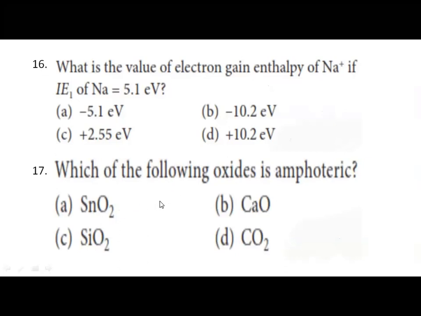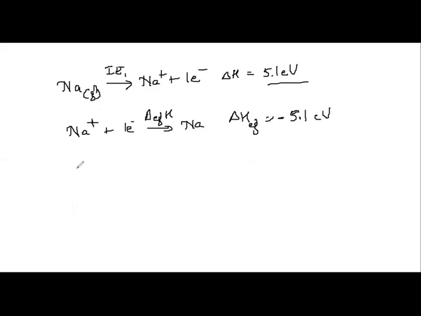Amphoteric oxides means what? Oxides which react both with acids as well as bases. Carbon dioxide is an oxide of non-metal and it is acidic in nature. It will react only with bases. Silicon oxide is also acidic in nature. It will react only with bases. Therefore, I can say carbon dioxide and silicon dioxide are acidic oxides. They will react only with bases.